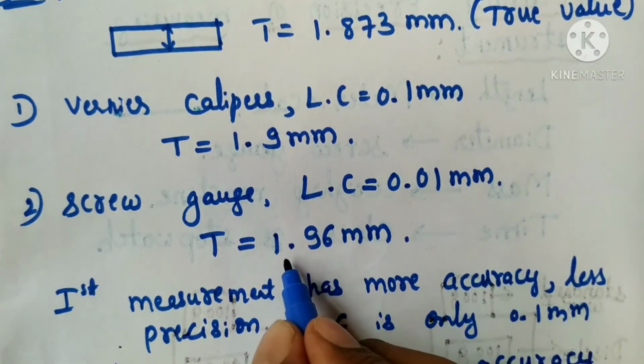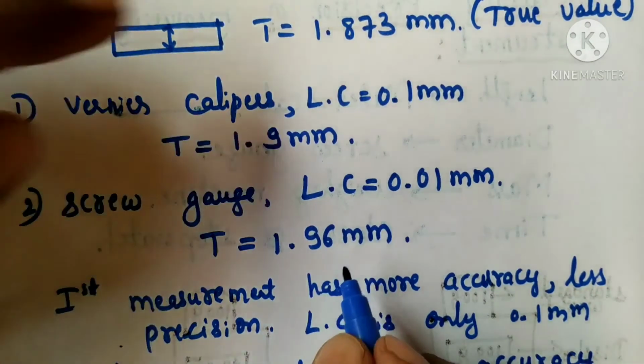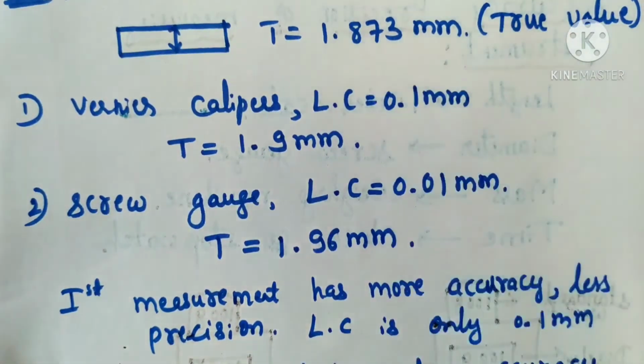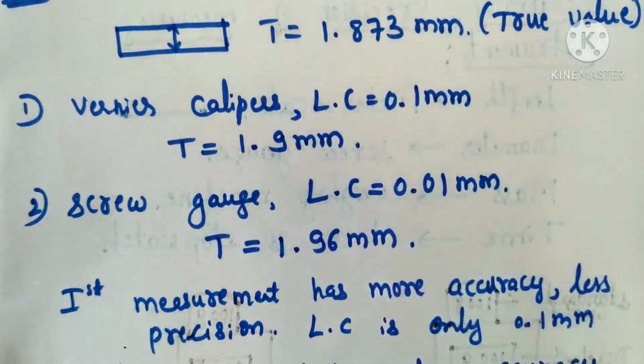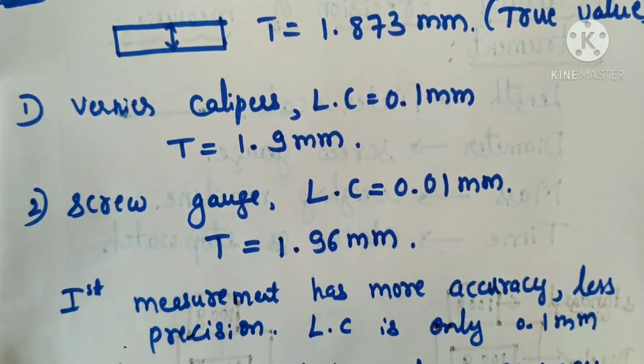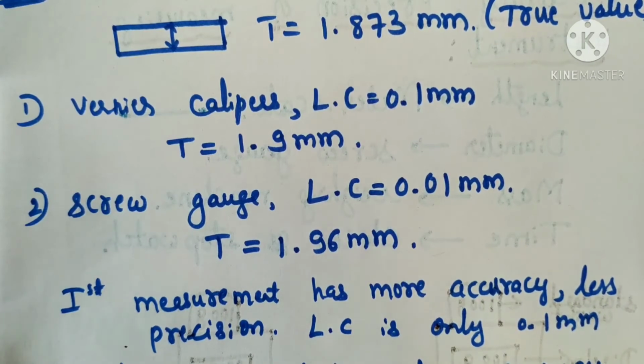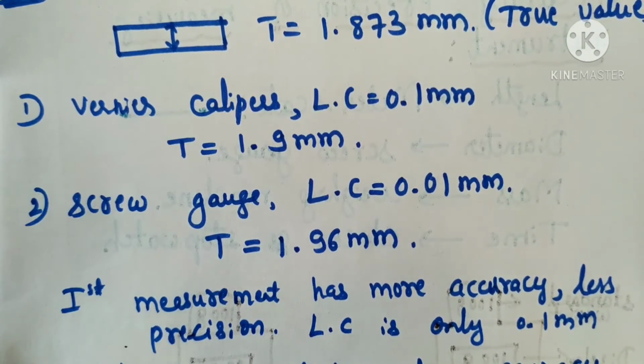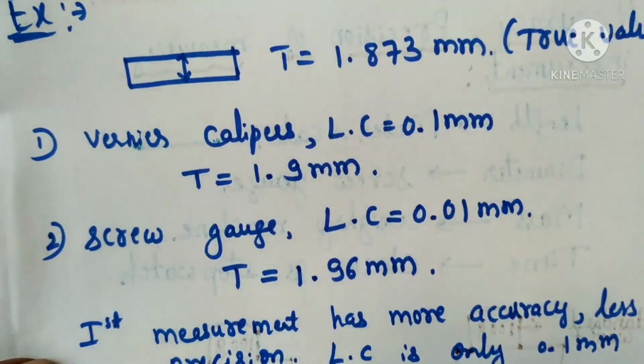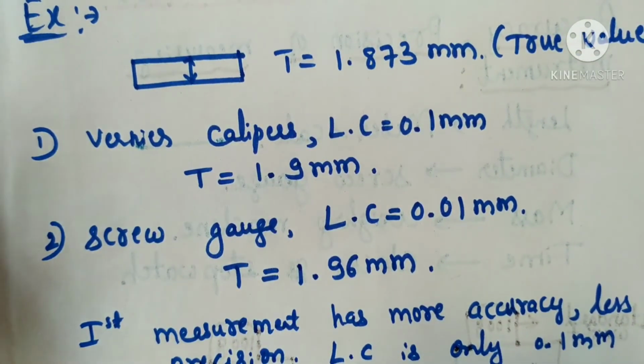Why? Because 1.96, 1.83, okay, they are not matching, so it is not close with the true value. So that's why I can say the second measurement has less accuracy and high precision. Okay, so this is just an example. So try to understand the accuracy and precision of a measuring instrument. This is very, very important.